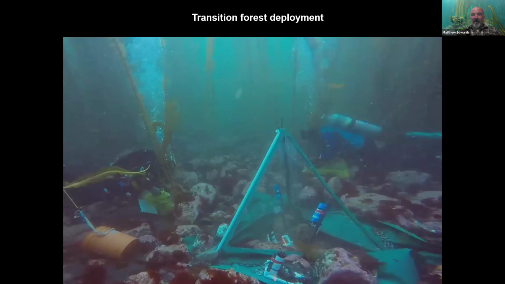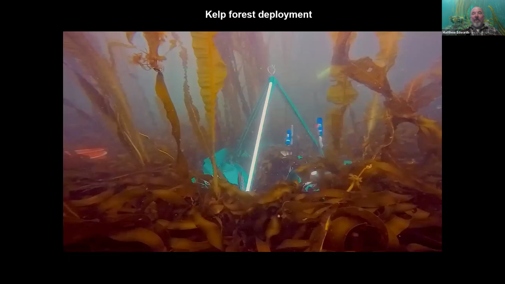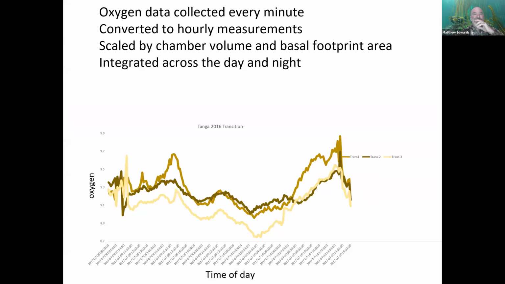And here's what one of them looked like in a transition zone and what one looks like in a kelp forest. Right here, you can see the sensors inside and the ones right outside. And the way these work is we can take this, and what you're looking at here is the time of day on the x-axis.